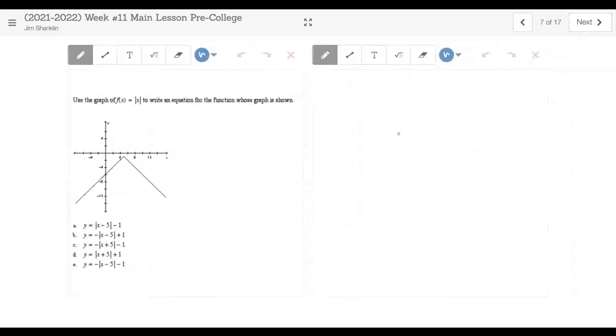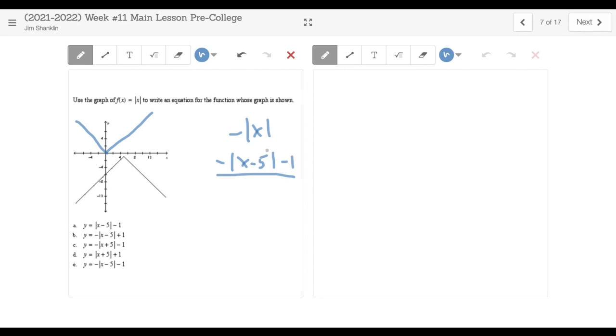All right. On the next one, it says use the graph of the absolute value of x. Well, the parent function graph looks like this. So I know it's flipped over, so I know there's going to be a negative out in front. Okay, so I know that. And then it's being shifted to the right, and it's also being shifted down. So, okay, so let's deal with the right first. So that's going to give me x minus, it looks like it's being shifted 5 places to the right. And then it's going to be shifted down 1 unit.